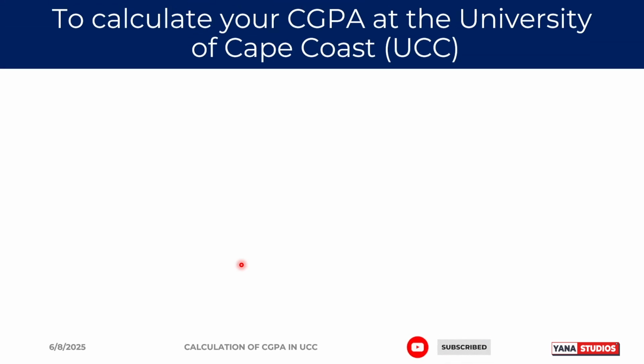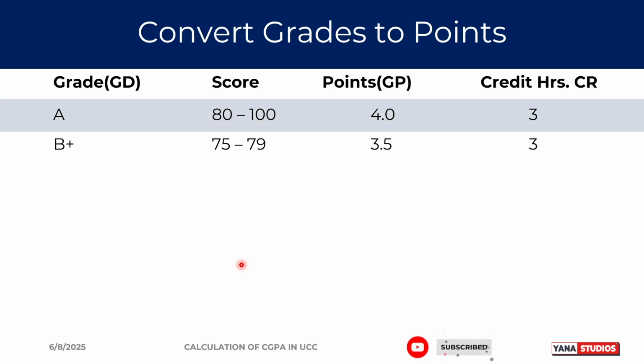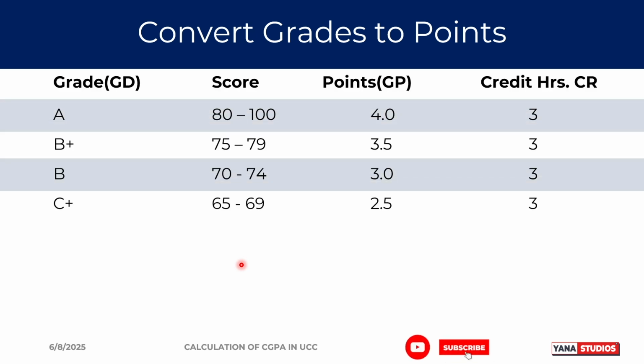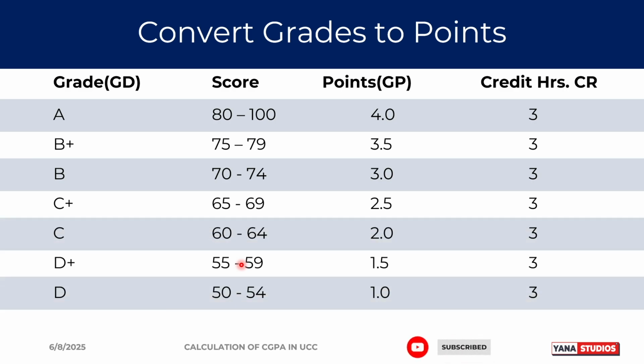So to calculate your CGPA at the University of Cape Coast, you first have to convert your grade into points, right? In doing so, you have to check with a grade point. So here in UCC, when you are scoring between 100 and 80, you are getting a grade of A, which gives you a grade point of 4.0. And if you are scoring between 75 to 79, that gives you B plus.